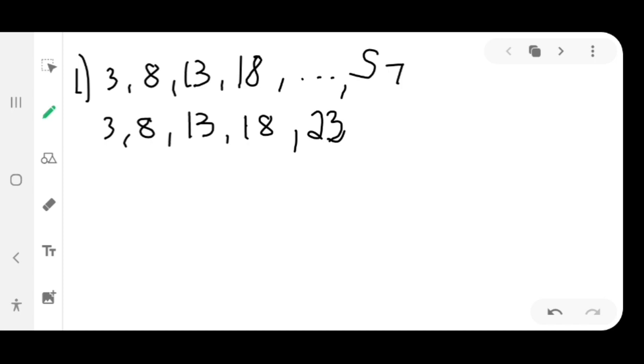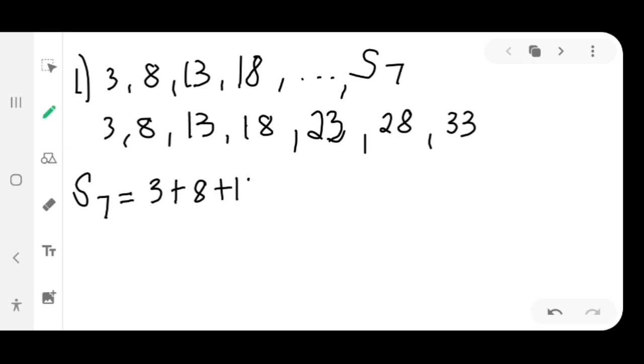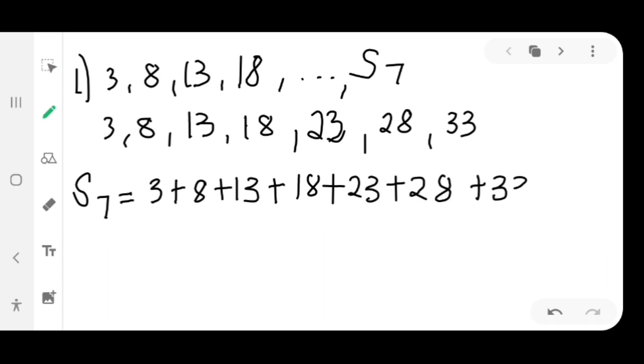18 plus 5 is 23, and then we have 23 plus 5, 28. So 1, 2, 3, 4, 5, 6. So the last one is 33. Now let us solve the sum of the first 7 terms. We have 3 plus 8 plus 13 plus 18 plus 23 plus 28 plus 33.